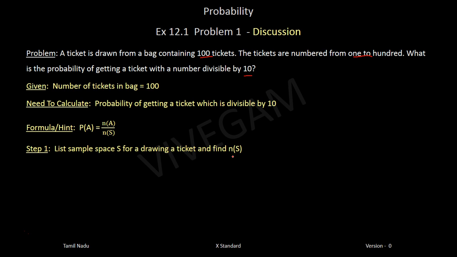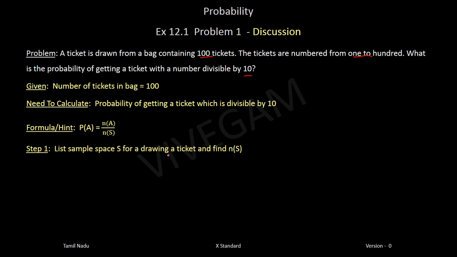There are 100 possible ways in which a ticket can be drawn, because there are 100 tickets. If there are 1000 tickets, there are 1000 possible ways. If there are only 2 tickets, there are only 2 possible ways of picking a ticket. If there is only 1 ticket, only 1 possible way. So the number of tickets here is the n of S. And S is 1, 2, 3, 4 up to 100.